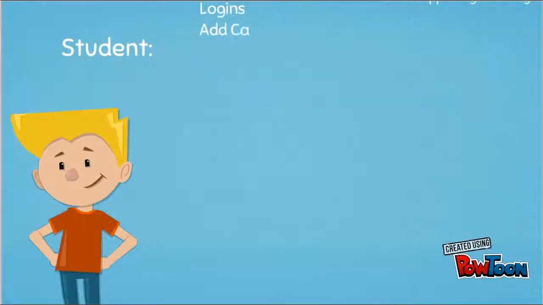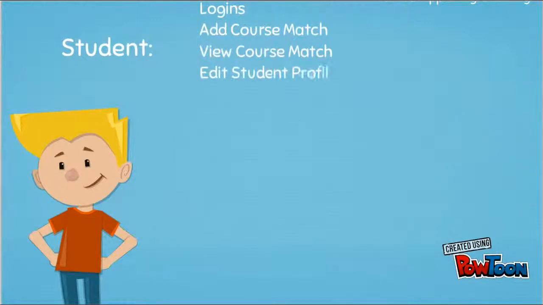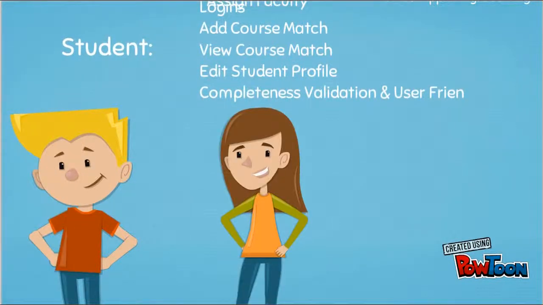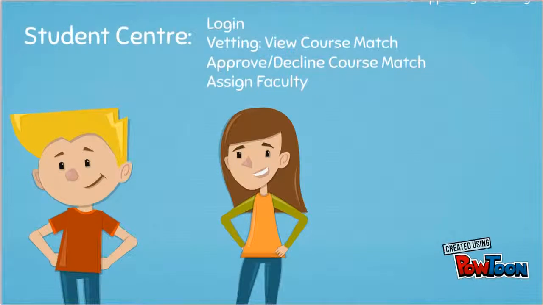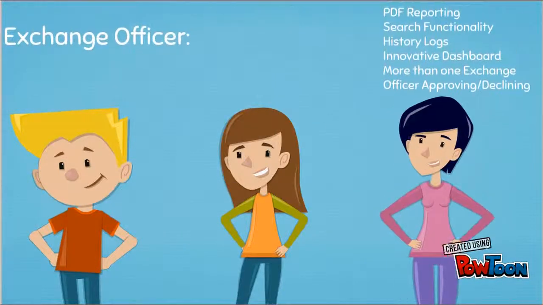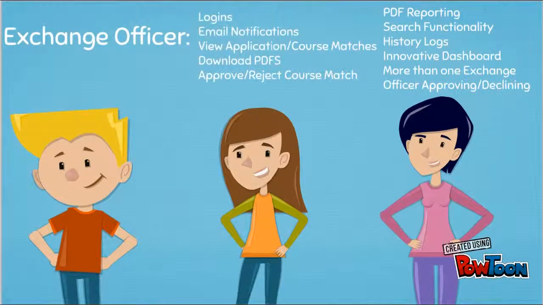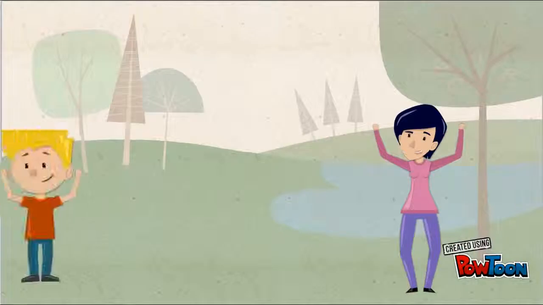Now just to recap, for the student we've been able to implement logins, add course matches, view course matches, edit student profile, and also completeness and validation checks for user friendliness. For the Student Center side, we've been able to do logins, vetting by viewing course matches, approving and declining course matches, and assigning these to a certain faculty. Now moving on to our Exchange Officer side, we've been able to implement logins, email notifications, viewing applications and course matches, downloading PDFs, approving and rejecting course matches, as well as PDF reporting, search functionality, history logs, an innovative dashboard, and functionality for more than one Exchange Officer to approve and decline.